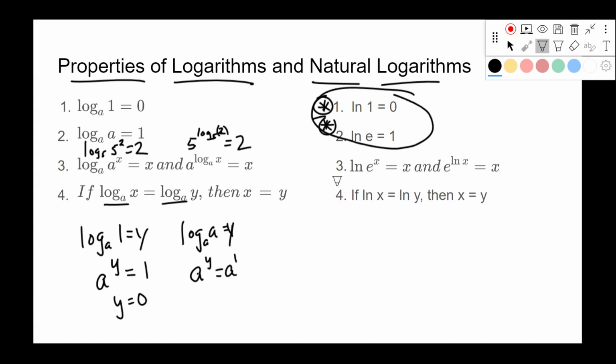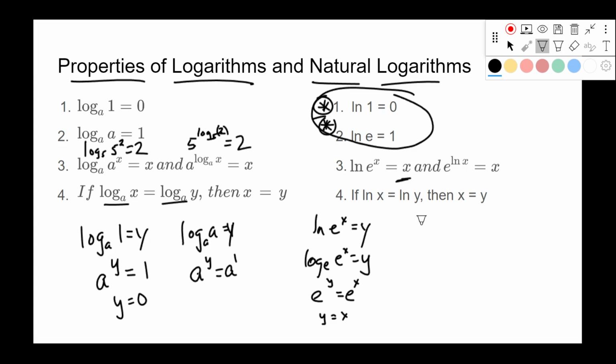Let me just show you here, like property 3, for example. If I had ln e to the x, and say I don't know what it is, I'll call it y. ln is a fancy way to say log with base e. And then if I switch the form, e to the y equals e to the x. So then y has to be x. So that's where we get the x from for our answer.